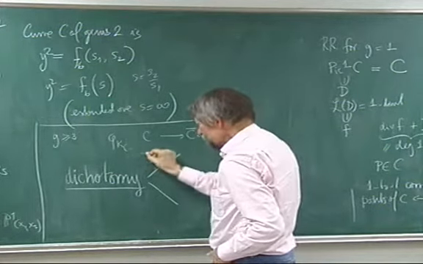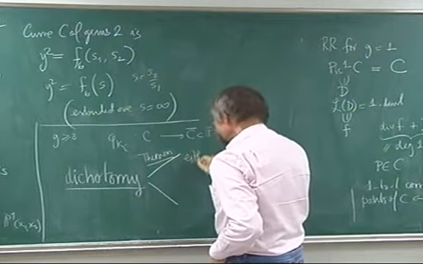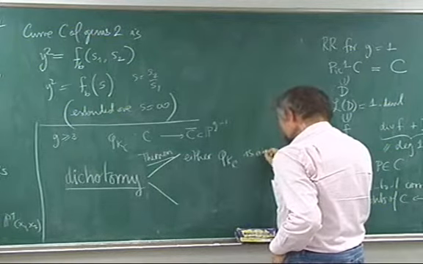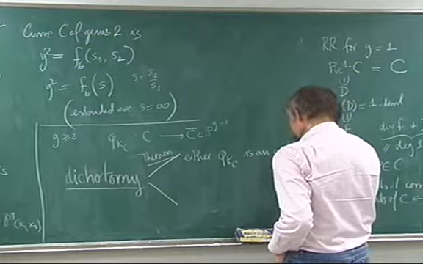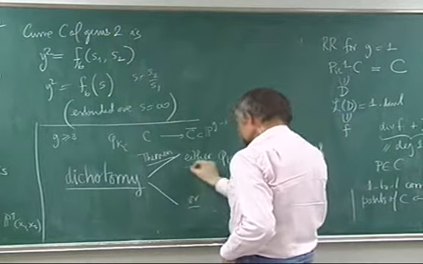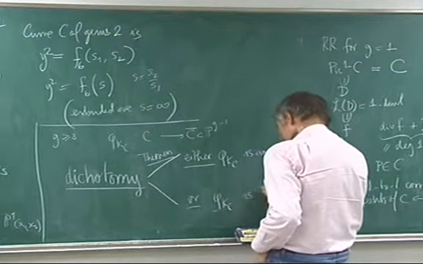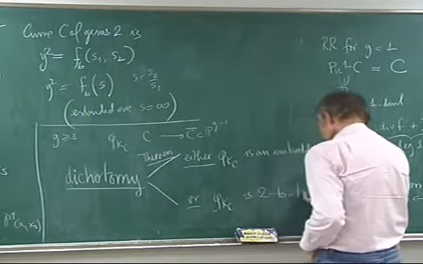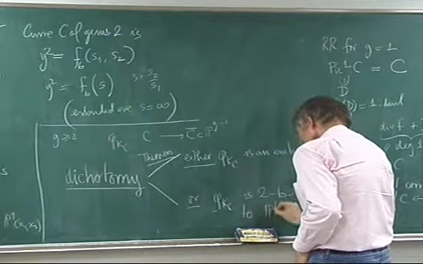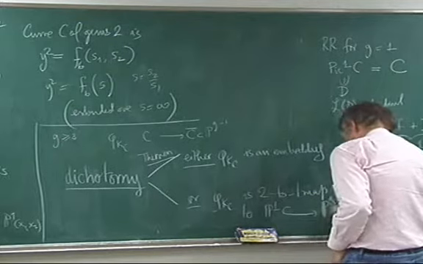So the dichotomy is this. So this is a theorem. Either phi of K_C is an embedding, or phi of K_C is a 2-to-1 map to P1 embedded as the rational normal curve of degree g minus 1.